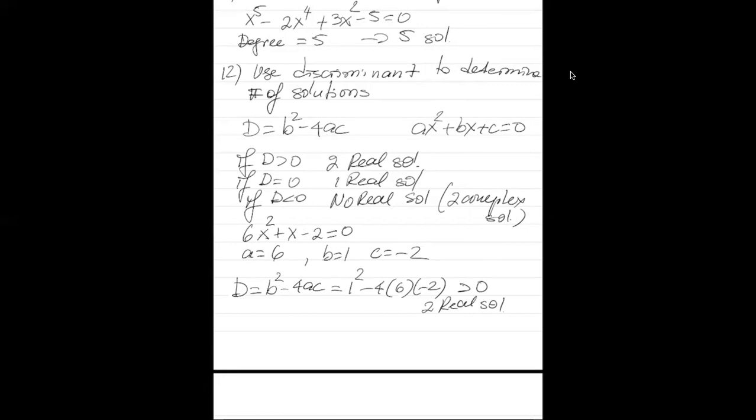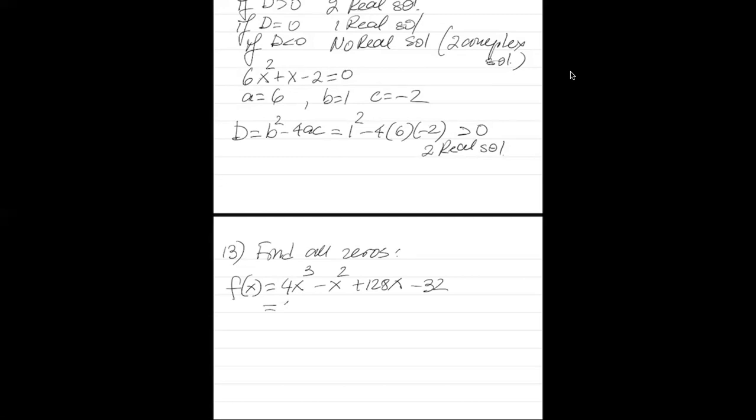All right, next problem. Number 13. Find all zeros. We know zeros, real solutions, x-intercepts is the same thing. So find all zeros, and the polynomial is 4x to the third minus x squared plus 128x minus 32. We know the degree is 3, so we expect 3 complex solutions. So let's factor by grouping.